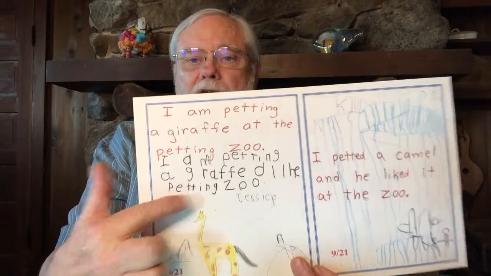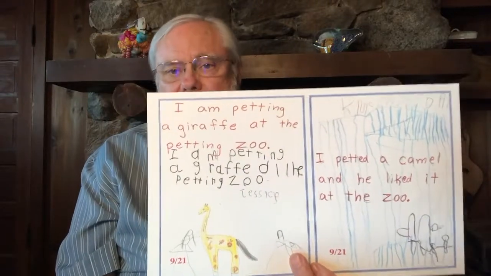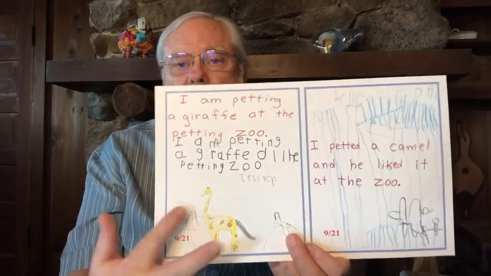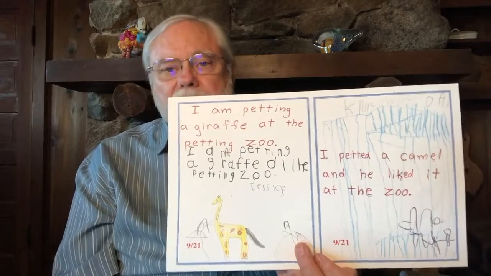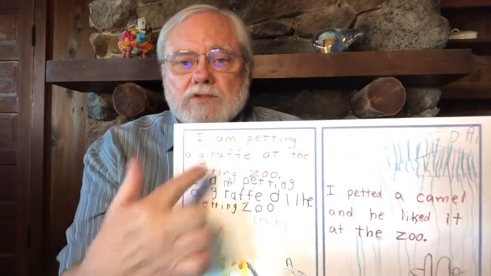This child didn't feel like they were quite ready to write all by themselves yet, so they drew their picture. And then when I got to them, I said, "Tell me about your picture." And this child said, "I am petting a giraffe at the petting zoo." So after I wrote the words up here, she traced over the top, copied them down here, and then at the end of the day, she read it back to me.